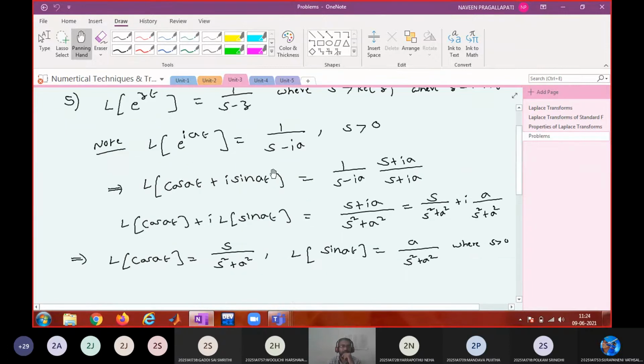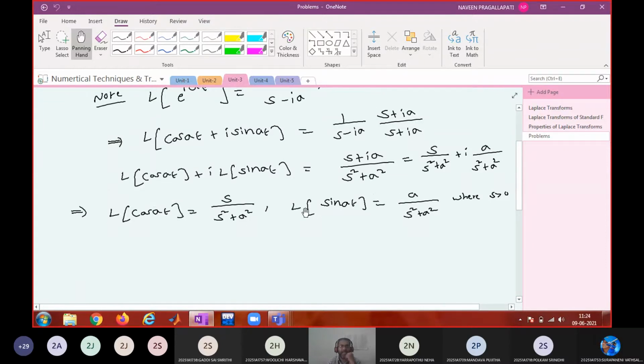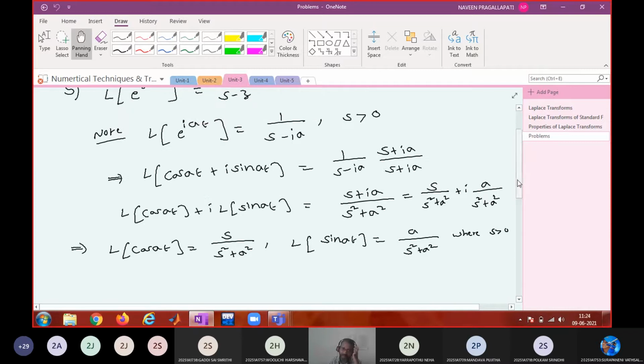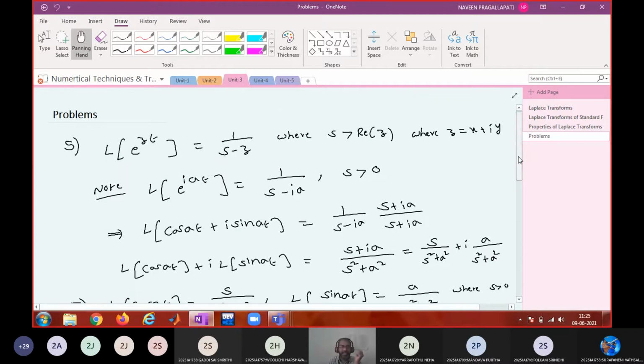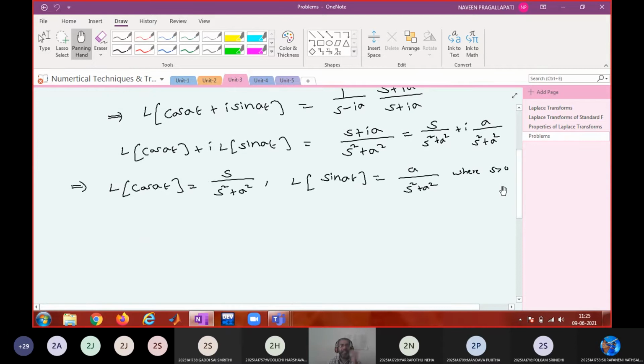And using linearity, we observed that this can be written as Laplace of cos at plus i times Laplace of sin at. And when we get real part and imaginary parts, we observe that Laplace of cos at is s by s square plus a square, Laplace of sin at is a by s square plus a square. Both defined for s greater than 0. So that is what we discussed yesterday, and after that I gave a few problems as homework.